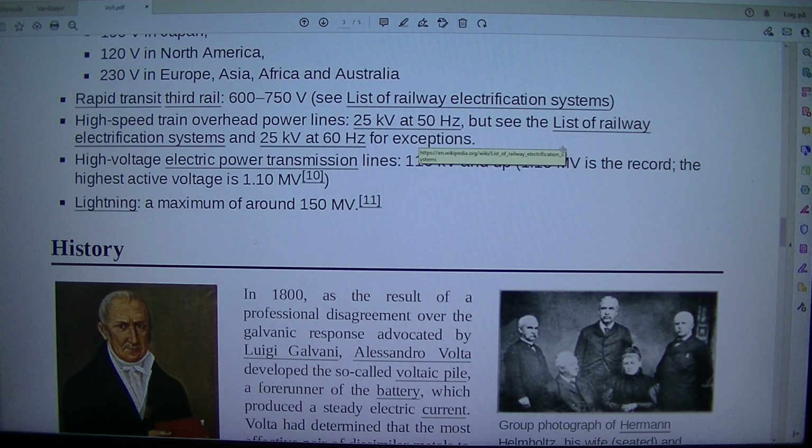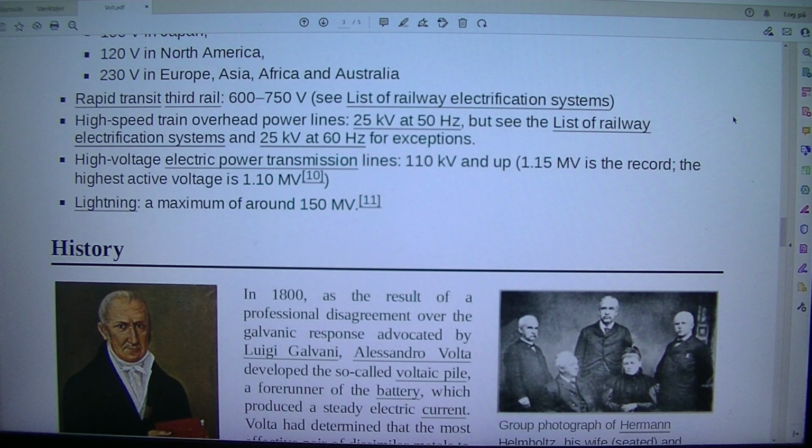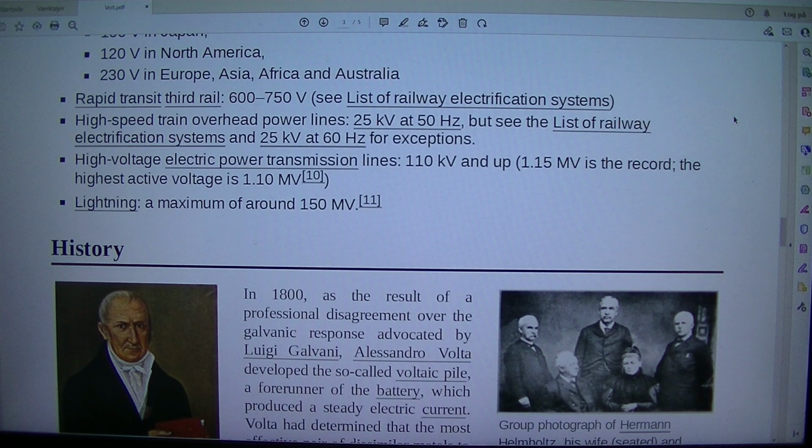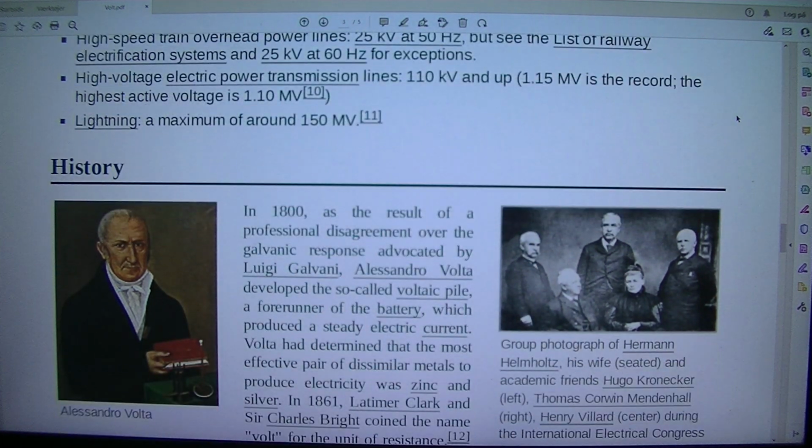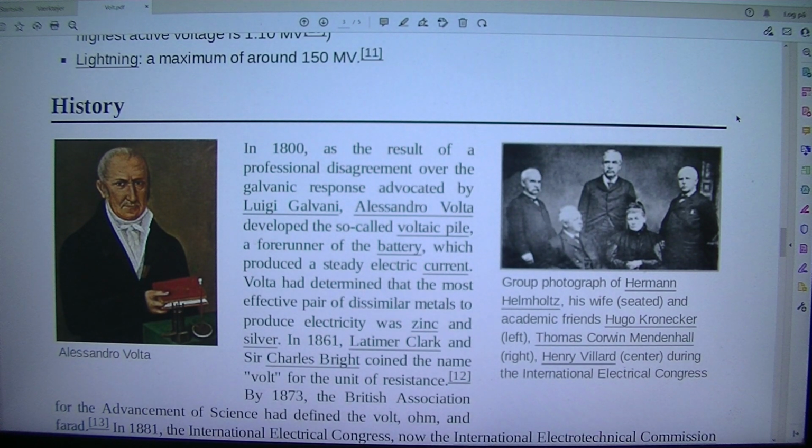Rapid transit third rail, 600-750 V. See list of railway electrification systems. High-speed train overhead power lines, 25 kV at 50 Hz, but see the list of railway electrification systems and 25 kV at 60 Hz for exceptions. High-voltage electric power transmission lines, 110 kV and up. 1.15 MV is the record. The highest active voltage is 1.10 MV. Lightning, a maximum of around 150 MV.